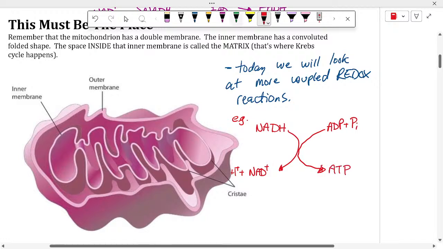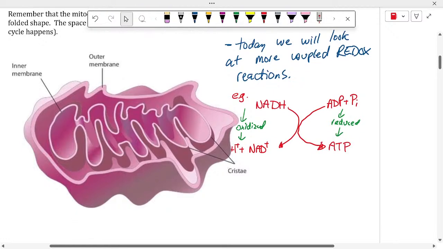ATP. Now, when we talk about redox reactions, what that means is this. This is being oxidized, and this one is being reduced. And these always happen in pairs, because if you remember, it's all about losing and gaining electrons, which for the purpose of this course, we can think of as losing and gaining energy.